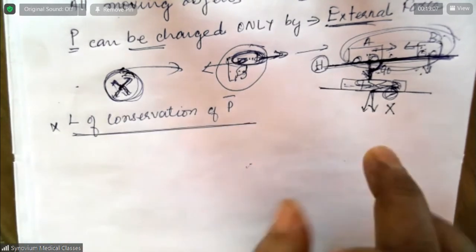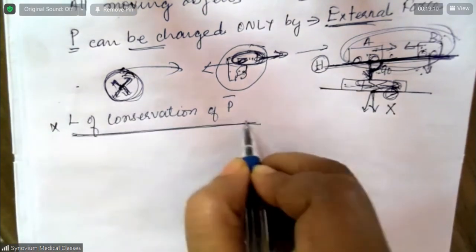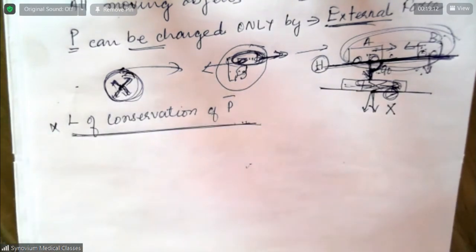So I don't need to write it down. Okay, so you study this, very important. In a closed system, momentum before collision or explosion is equal to momentum after collision or explosion.